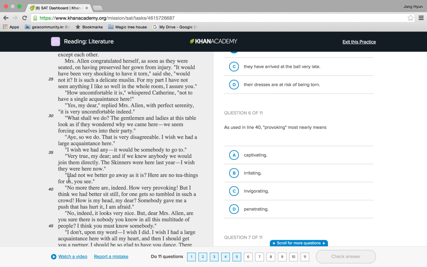Had not we better go away as is? Here are no tea things for us, you see. No more they are indeed. How very provoking. But I think we had better sit still. Captivating? Wait, let's plug it in. How very captivating. How very irritating. How very invigorating. How very penetrating. Now, it isn't captivating or penetrating. Either irritating or invigorating. Invigorating is real strong, but irritating is kind of weak.